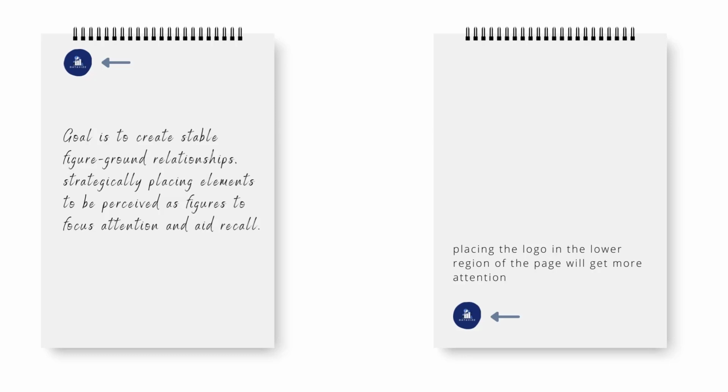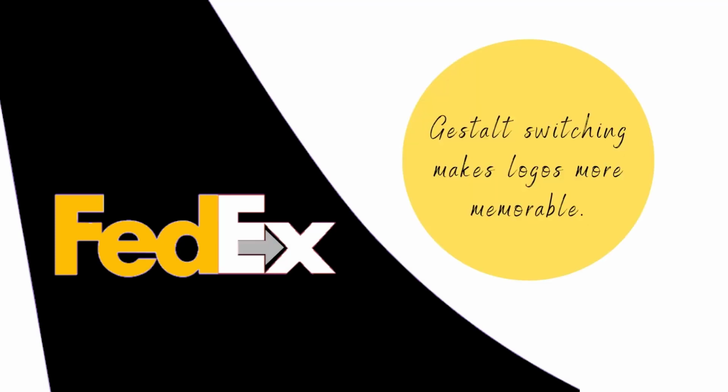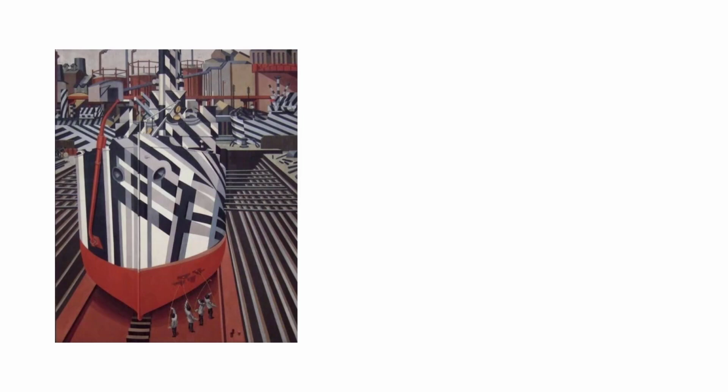An interesting application of bistable figure-ground relationship is in logo design. Getting people to Gestalt switch between multiple images, as with the FedEx logo in this example. This not only grabs attention, it's fun for the brain. When the multiple images are relevant to the brand, Gestalt switching makes the logo more memorable. But there are cases where you might want an unstable relationship. Camouflage operates based on this principle.